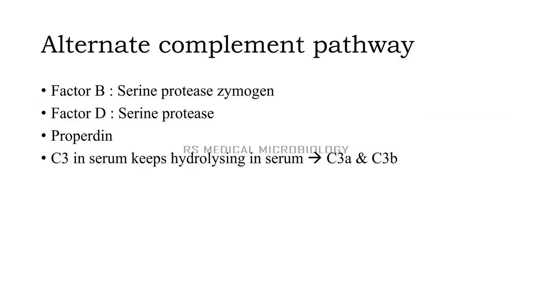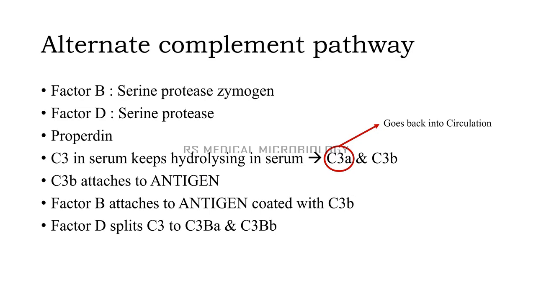Now the factor B and factor D are serine protease zymogens. Properdin is there, and you have the C3 molecule which is there in the bloodstream. So what will happen? It will keep on hydrolyzing by itself. It will form the C3A and C3B. Now C3A will go back into circulation, so the C3B will be there. Whenever there is an antigen, maybe an endotoxin or a cell wall or infected cell, C3B will attach to the antigen. Now there's a combination of antigen and C3B.